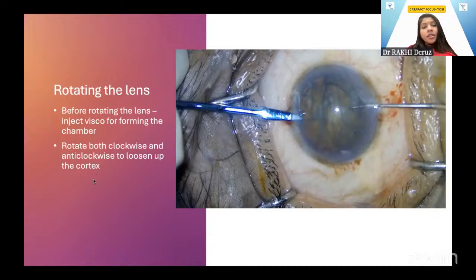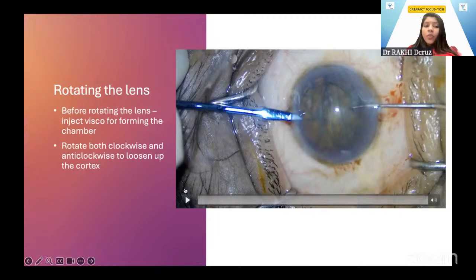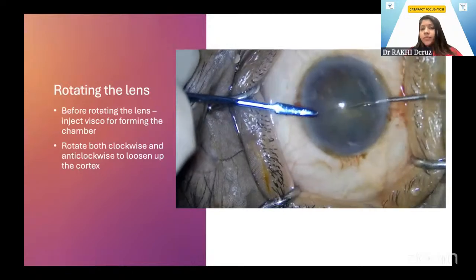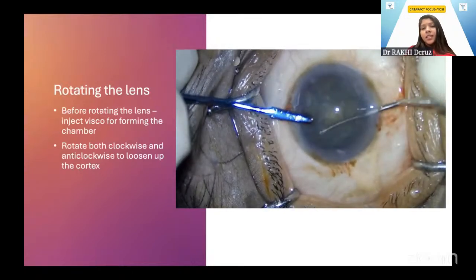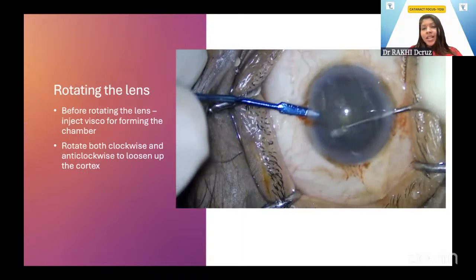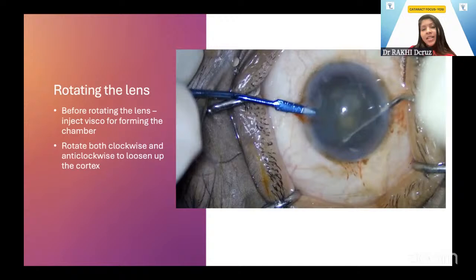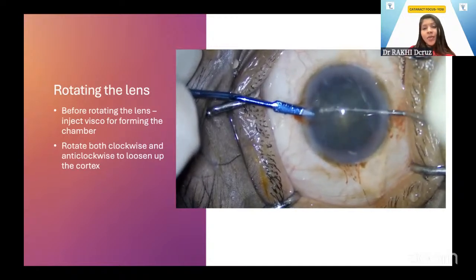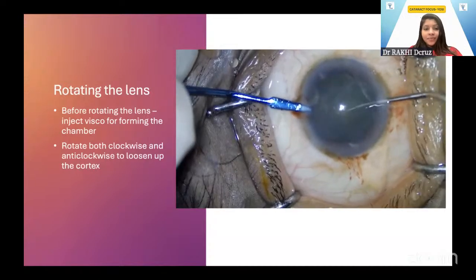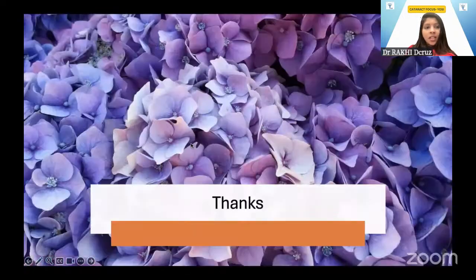So before rotating the lens, inject the viscoelastic for forming the chamber and try to rotate both clockwise and anti-clockwise to loosen up the cortex. So this is one of my videos. Here, I am rotating it multiple times in order to loosen up all the cortex, because for me, I feel like if I spend a little time over here, it is fine, because the cortical removal becomes very easy after this. So that's all about hydrodissection and rotation of the lens.